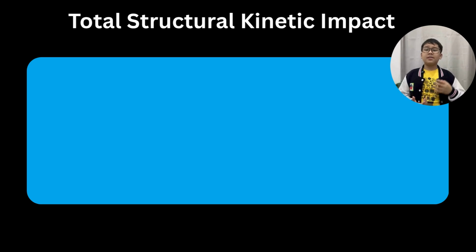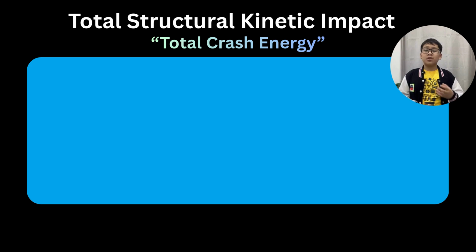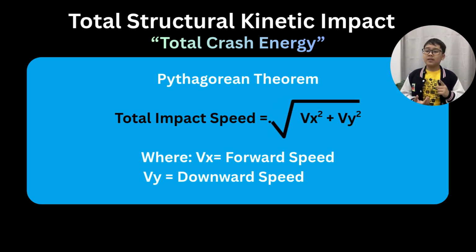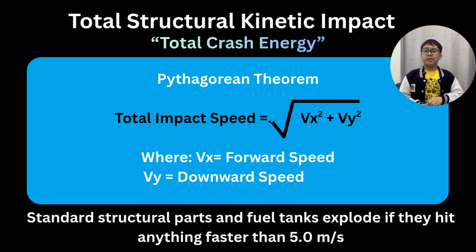Calculating the landing angle isn't enough. We must calculate our total combined crash, or landing speed, also known as the total structural kinetic impact, using the Pythagorean theorem. This formula tells us the true speed at which the spacecraft hits the lunar terrain. The low impact tolerance of 5 meters per second will cause high speed tests to fail and explode.